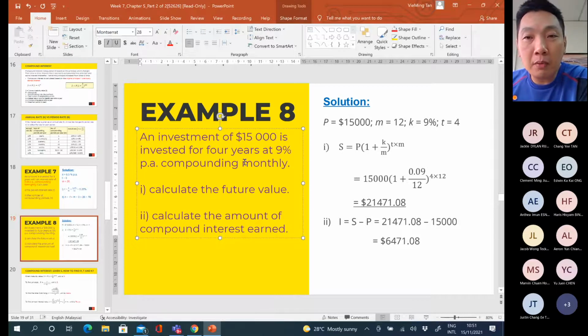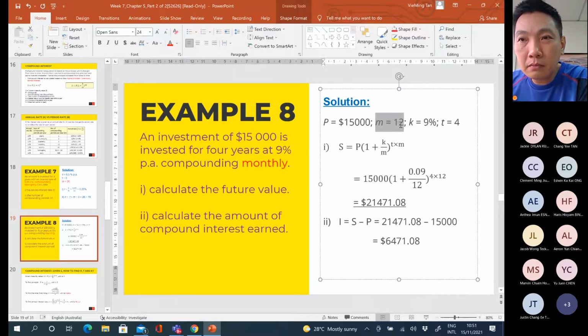Compound monthly. If you see the word monthly, immediately you have to put M is equal to 12. Okay, M is equal to 12. It's based on this word, monthly. Here, I use red color. So the question will not tell you directly what is the M. You have to interpret the sentence from the question itself. So monthly means M is equal to 12. You put there. So K is 9%. T is 4.